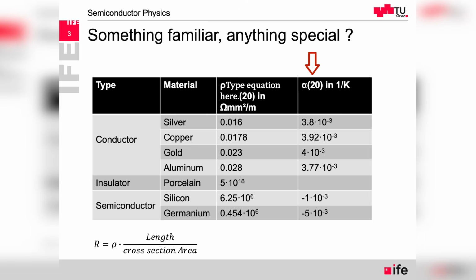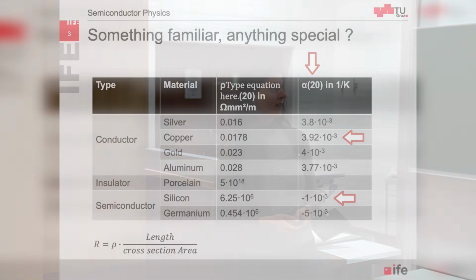For sure, we don't speak about the exact numbers of this temperature coefficient, but we can see that for the conductor, the temperature coefficient is positive, whereas for the semiconductor, it's negative. So that means when the temperature increases, the resistivity is reducing. Sounds pretty interesting.